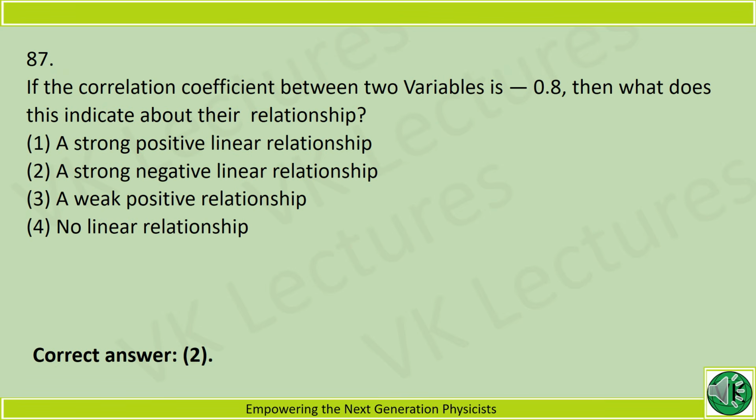If the correlation coefficient between two variables is minus 0.8, then what does it indicate about their relationship? The relationship is a strong negative linear relationship. So option 2.